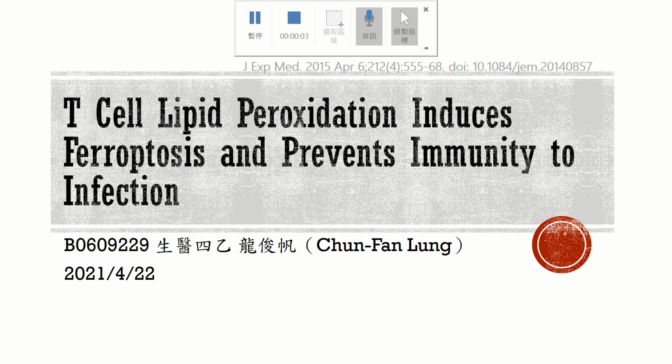The topic of today's seminar is T-cell lipid peroxidation induces ferroptosis and prevents immunity to infection. So in this title, you can see that T-cell can undergo lipid peroxidation. And when lipid peroxidation occurs in T-cells, ferroptosis will be induced and immunity to infection will be compromised.